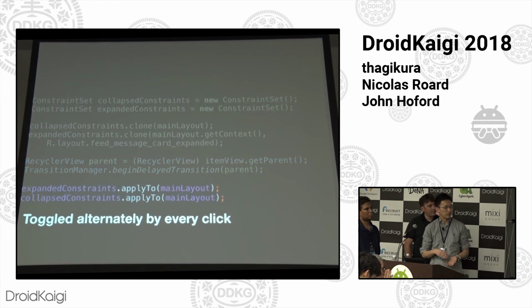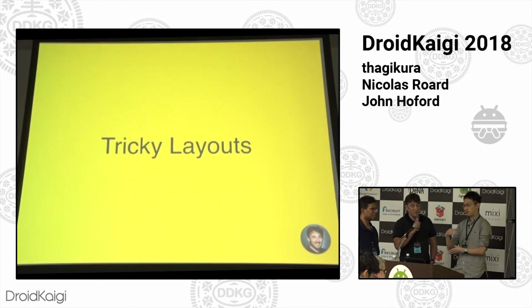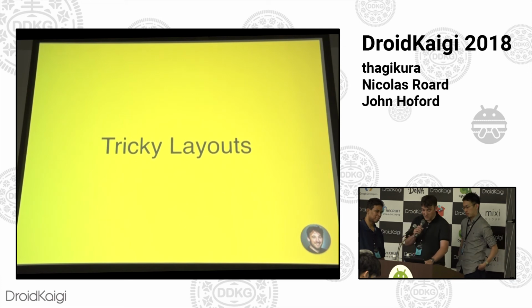Then we toggle the states alternately by every click. That is how we achieved the animation in the Google I/O app. And as John was explaining, because you essentially can create those constraint sets out of existing layouts, it gives you all the benefits of the layout editor to create those two states of your animation. So it's very easy to create animation like that, or at least it's easier than it used to be.